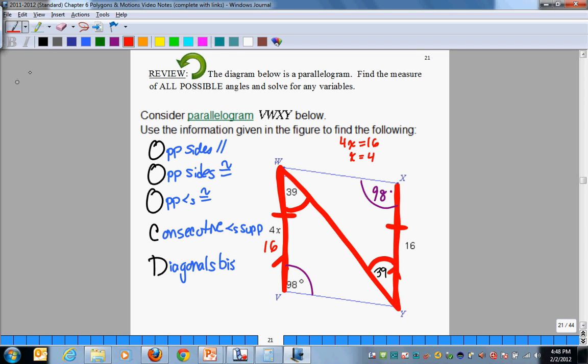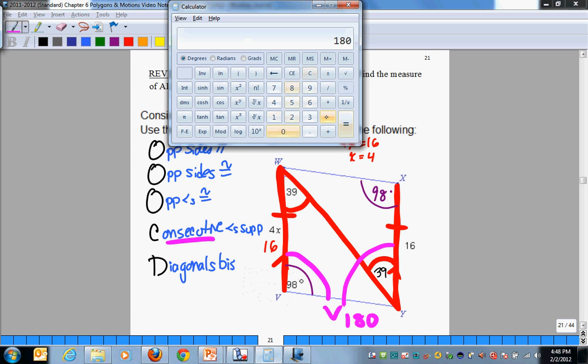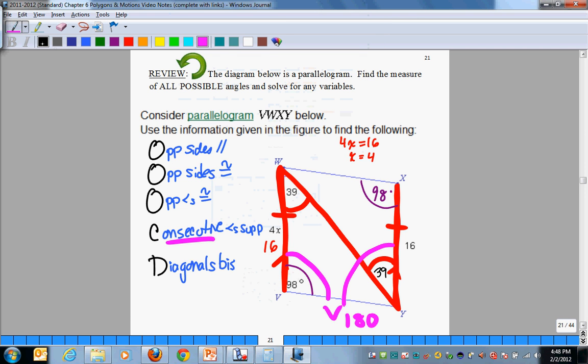And this one, which is often overlooked, is that consecutive angles are supplementary. Consecutive means angles that are next to each other. So this 98 and this angle right here have to add up to 180. So 180 minus 98, and we get 82. So this whole angle here is 82 degrees. We're going to subtract 39 from that, and we get 43. So this angle right here is now 43 degrees.